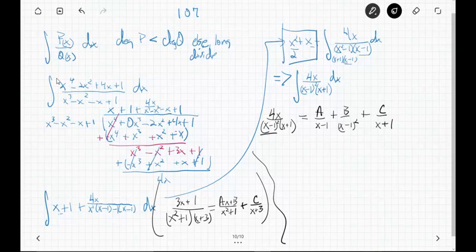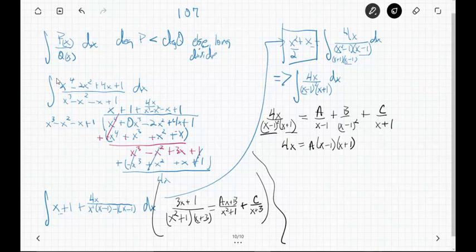So the common denominator is x minus 1 squared times x plus 1. We multiply the whole thing through by that. So I get 4x is equal to, now, what is this denominator missing? It's missing an x minus 1, and it's missing an x plus 1. So I'm going to go a times x minus 1 times x plus 1, right? That's what it was missing.